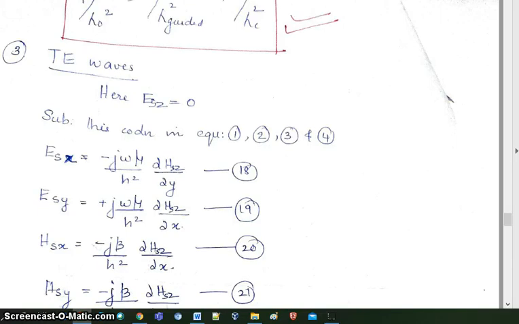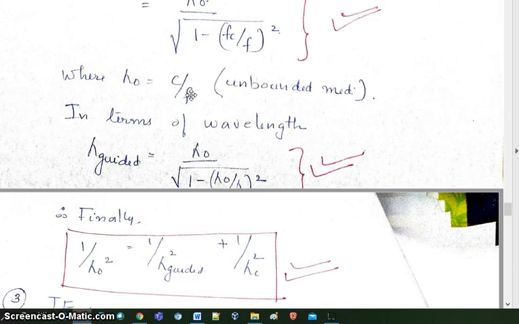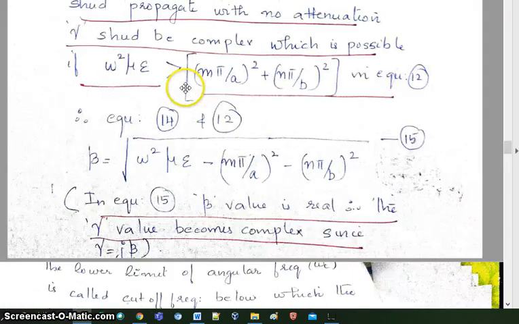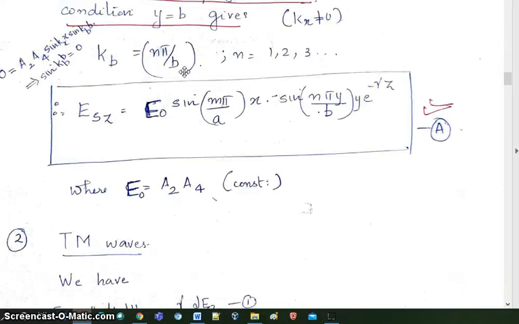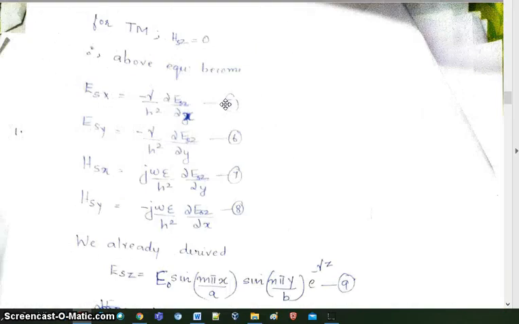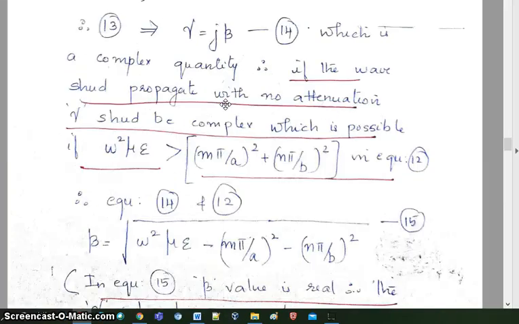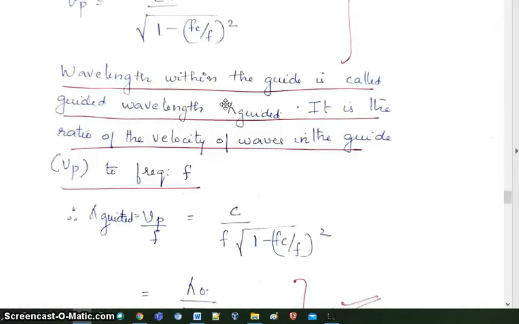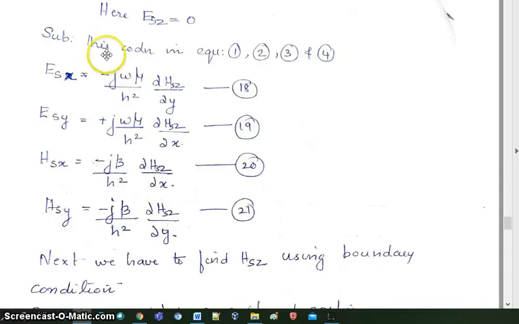So we will continue with the derivation for TE waves. We know the condition for TE mode is Esz equal to 0. Now I am going to substitute this condition in my equations 1, 2, 3 and 4. I will substitute Esz equal to 0, so finally the components will look like this.